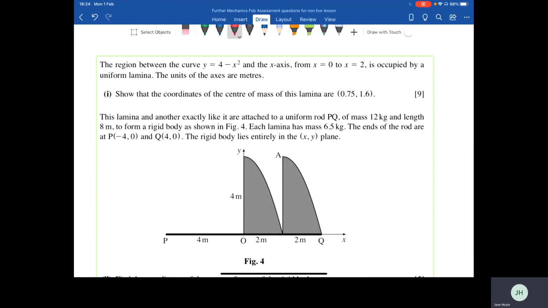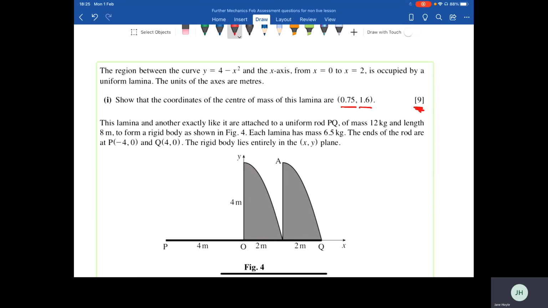let's start this question. So this first bit here, show that the coordinates of the centre of mass of the lamina are this. Whoa, look, 9 marks. Now, I have to admit, this isn't a proper OCR. That's not our exam board. It's the OCR MEI. So they're similar in style. But I think certainly the mark allocation is more. So we wouldn't get 9 marks for this kind of question.